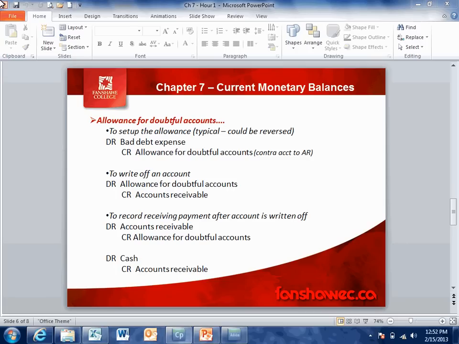So the difference between those two numbers typically is your bad debt expense. Well, if you've already got too much in your AFDA, your adjustment for bad debt expense isn't going to be a debit to bad debt and a credit to AFDA, because that would only increase the AFDA account further. If we need to reduce AFDA, you could actually need to reverse this entry and debit AFDA and credit bad debt expense. So that's why I say that's the typical format, but it could be reversed.